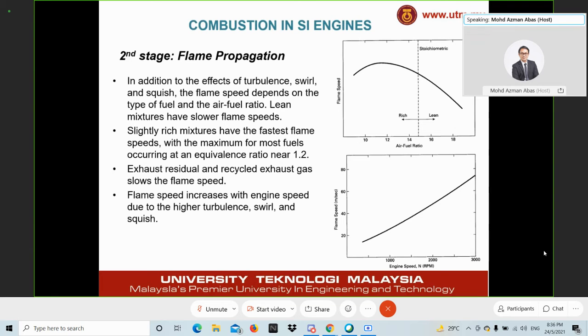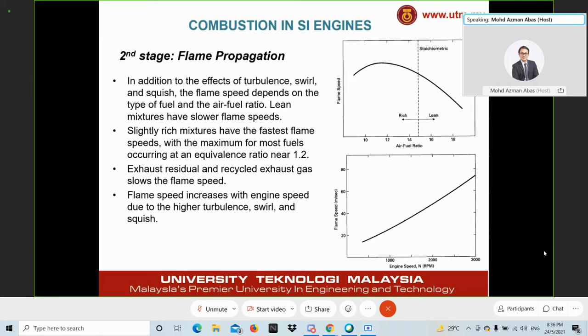So this is what exhaust residual and recycled exhaust gases mean: basically exhaust gases that are trapped from the previous cycle, which are trapped in the combustion chamber and didn't escape out of the combustion chamber through the exhaust valve. There is a small portion of these residual gases being trapped in the combustion chamber.